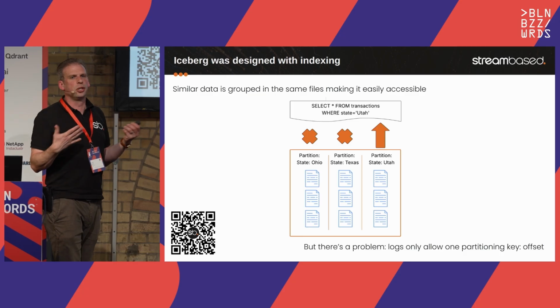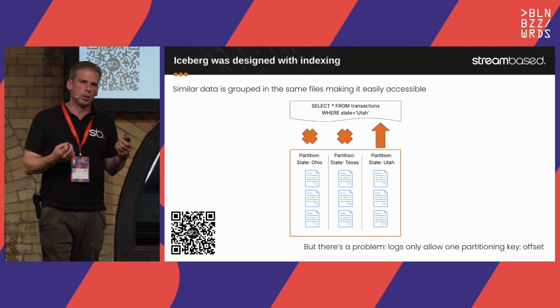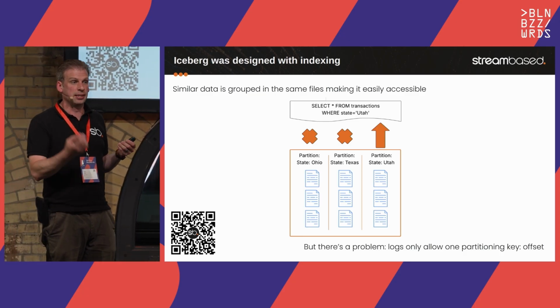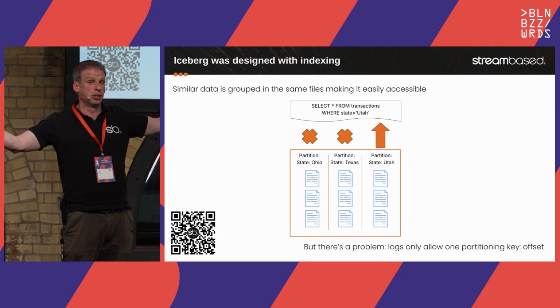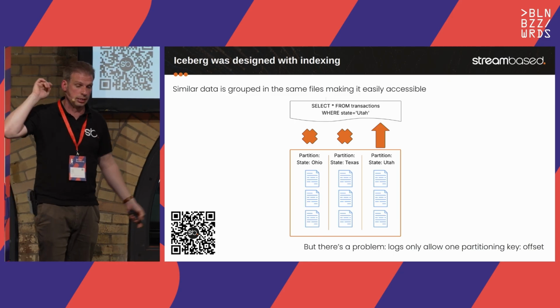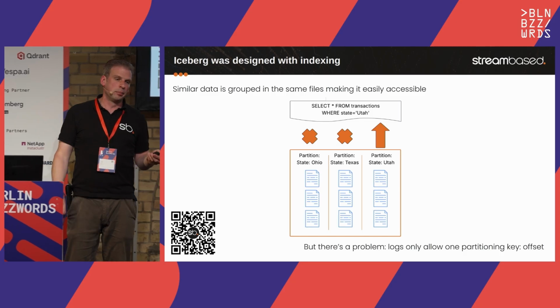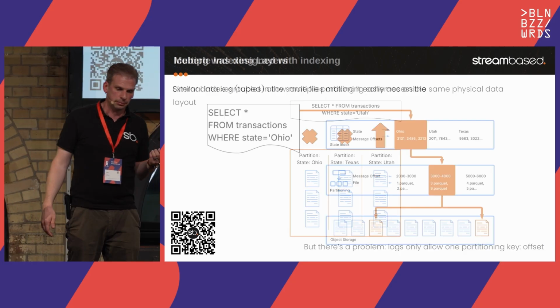What if we could mix the two? What if we can add a layer on top of our Iceberg data? And when I say Iceberg data, remember everything's Iceberg now, so that also includes our Kafka data. To provide indexing similar to what we have in Kafka.